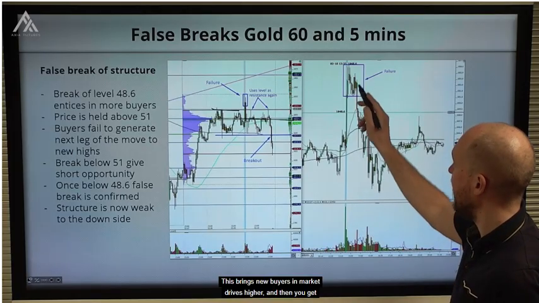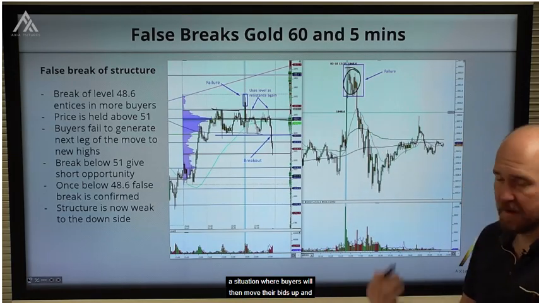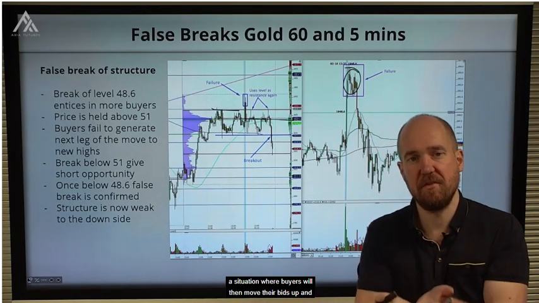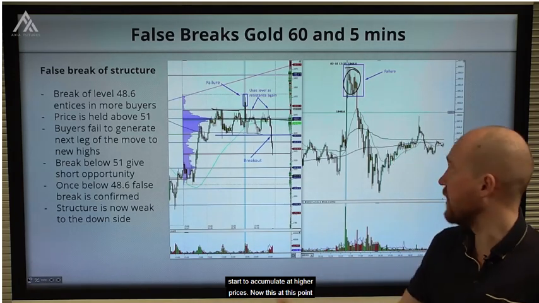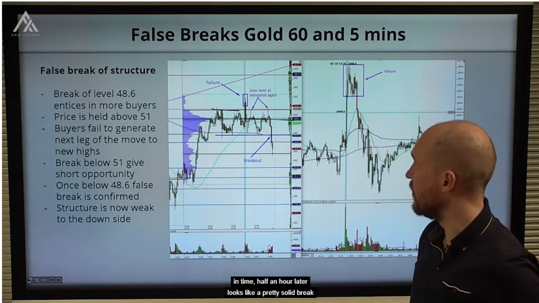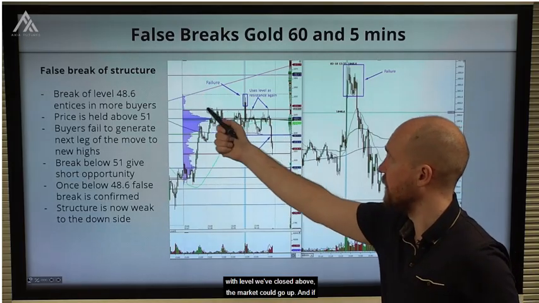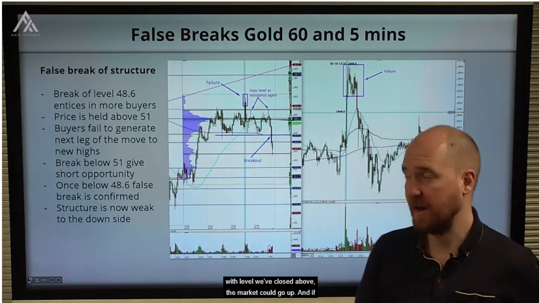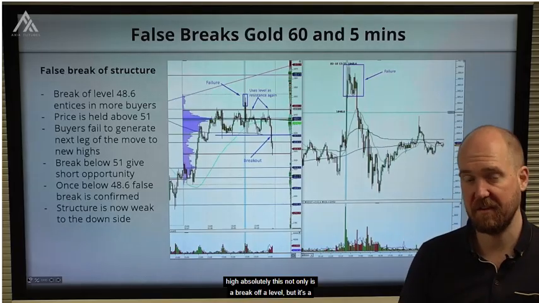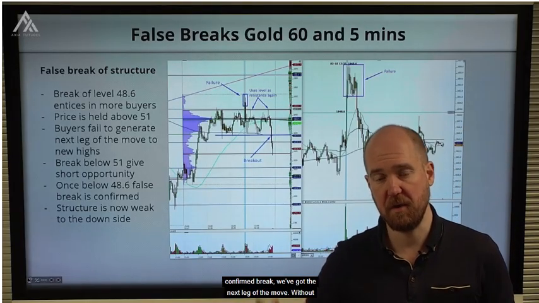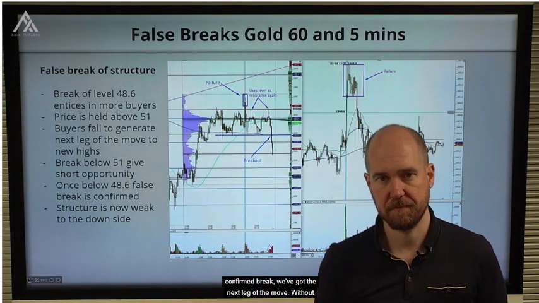Market drives higher, and then you get a situation where buyers will then move their bids up and start to accumulate at higher prices. Now this, at this point in time, half an hour later, looks like a pretty solid break of level. We've closed above. The market could go up. And if we break out of this little range here and go and break the high, absolutely, this not only is a break of a level, but it's a confirmed break. We've got the next leg of the move.